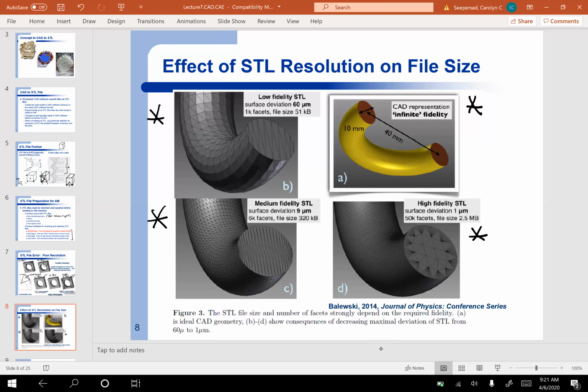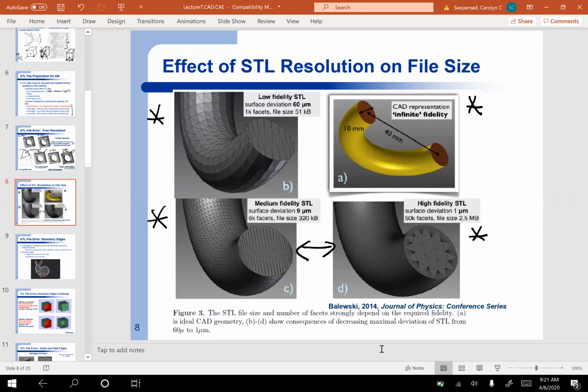So if we look at the difference between these two parts, practically speaking, it's just that the one in the bottom right has a bigger file size, because when we print both of these, they'll look the same to us if we print them on the machines that are available to us, unless we had a really high resolution micro additive manufacturing machine, right?